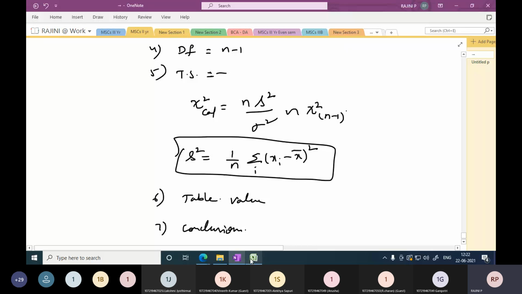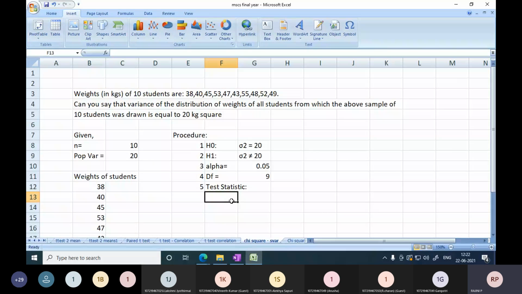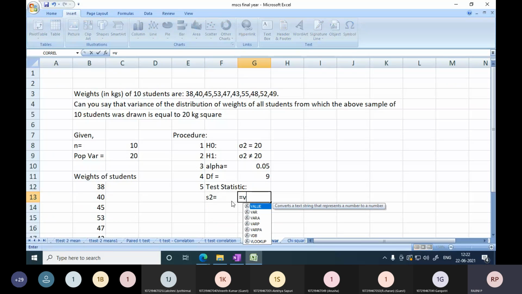So how can you calculate? Here, write sample variance. Let me write small s square is equal to variance P. You need to select this one. Not only the variance. If you take only the variance, it will give you the value of 1 by n minus 1. But what is the small s square formula? It is 1 by n. So the students make a mistake here.